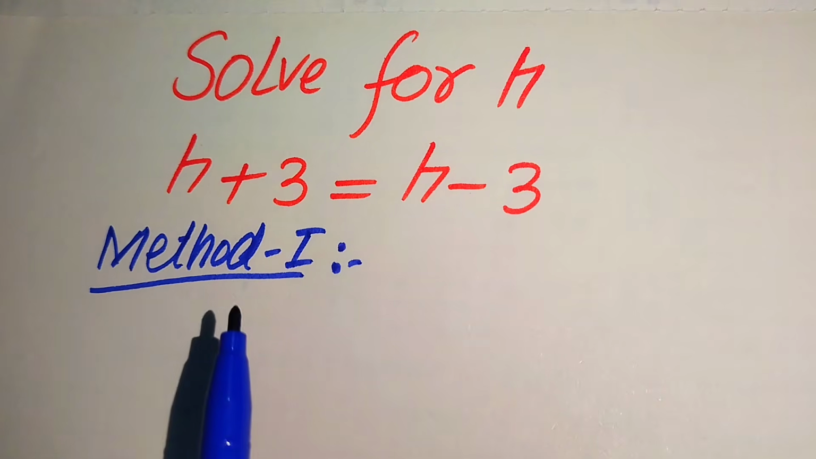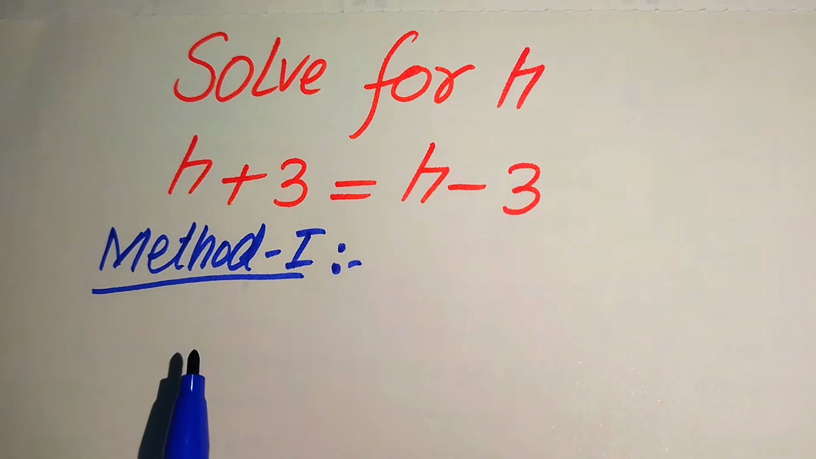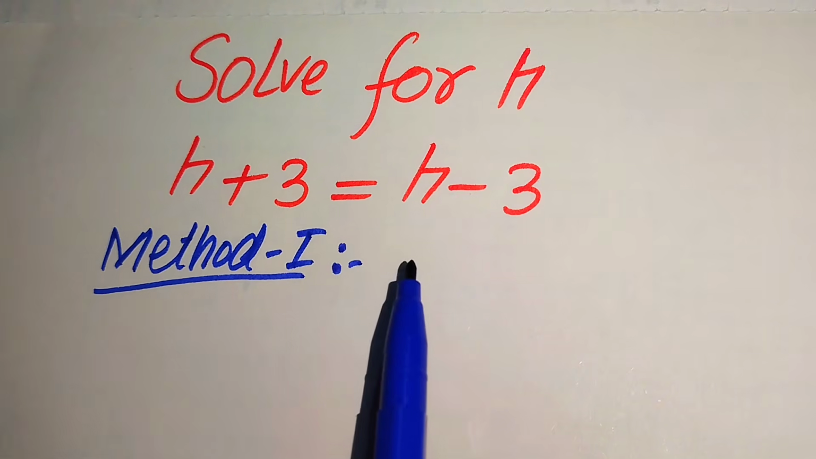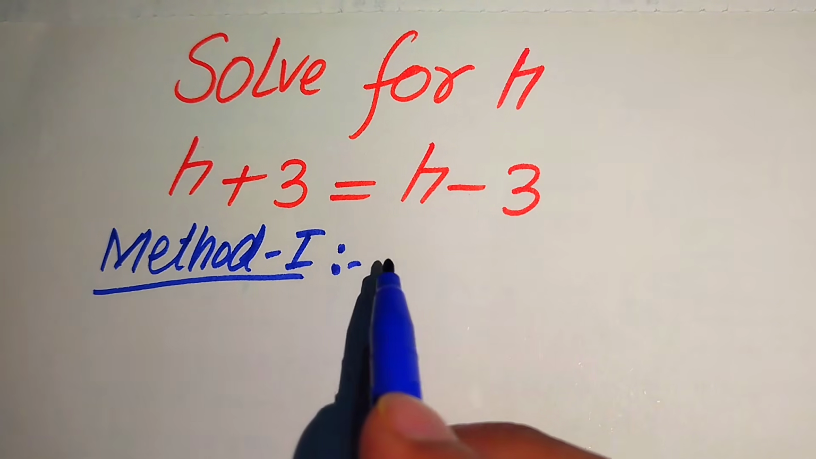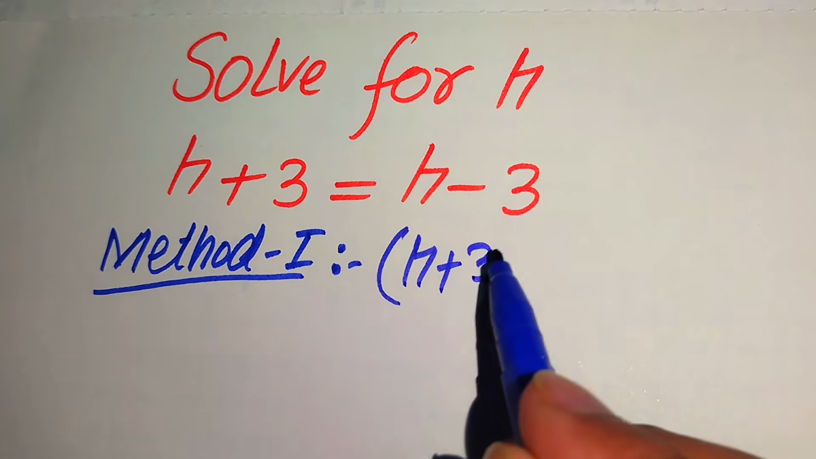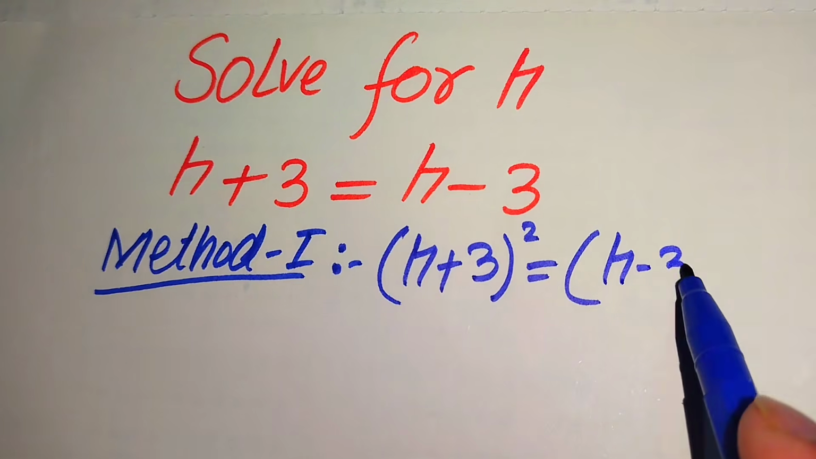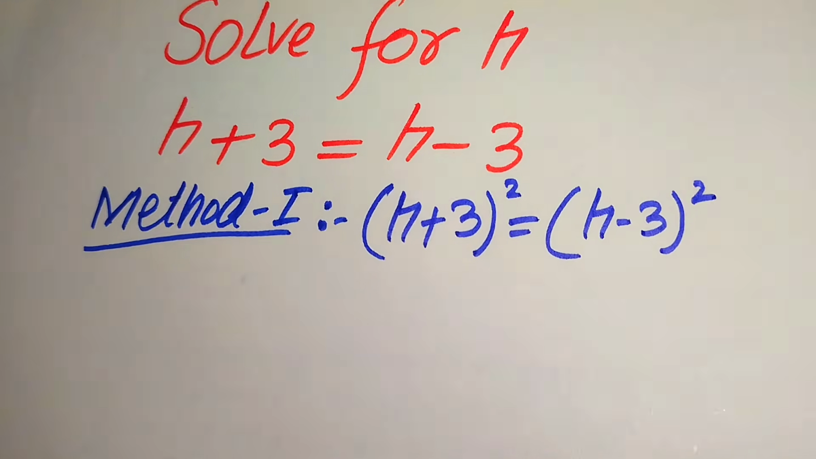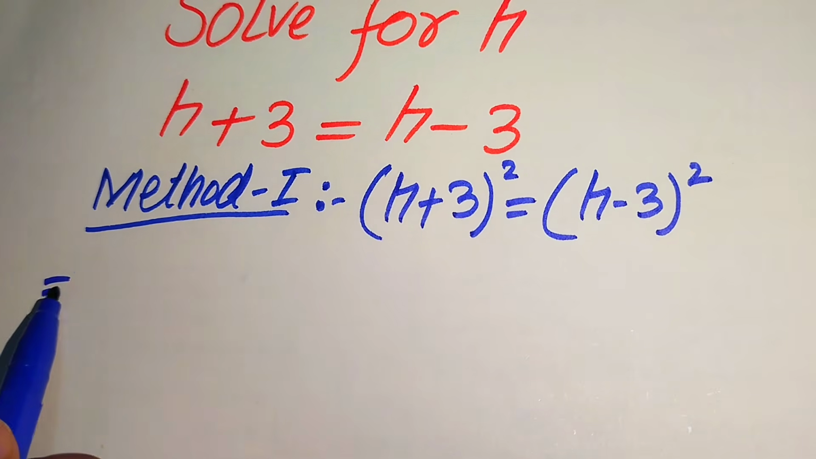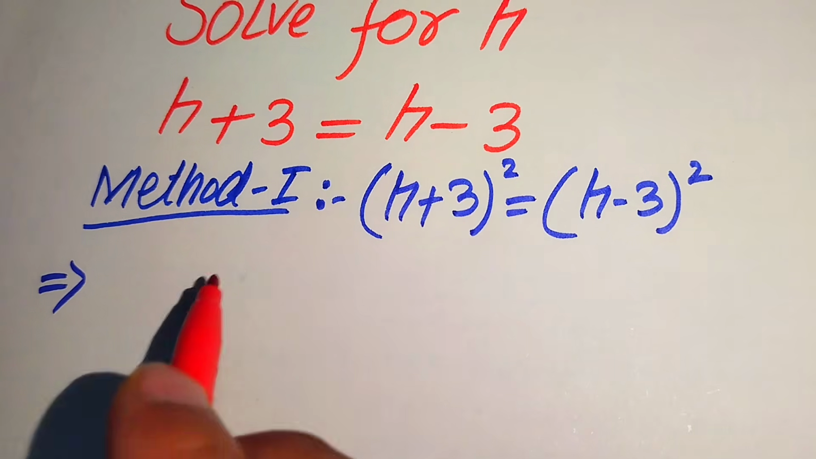Here if you see directly in the question statement, it is not easy to find the values of h. So I can give you a nice technique in which you can easily get the values of h. For this we need to apply squaring on both of the sides. So when we take squaring, it will be written as h plus 3 whole square is equal to h minus 3 whole square. And now in the next step, there are two nice formulas which we apply on both of the sides.